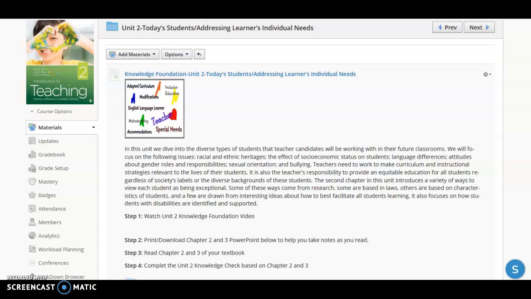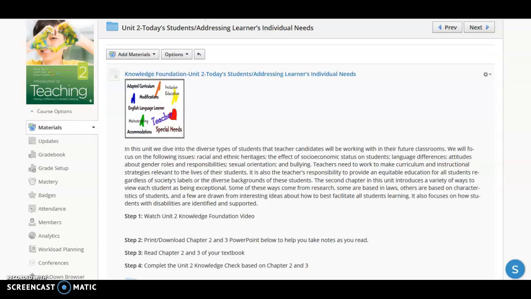In this unit, we're going to start looking at who our students are. So who are we working with today? What issues might they have? What are the racial and ethnic heritages? How does socioeconomic status impact students? What language differences are there, and how do we address that?